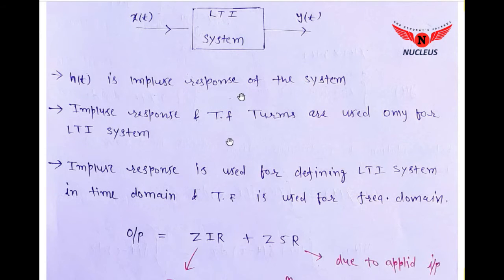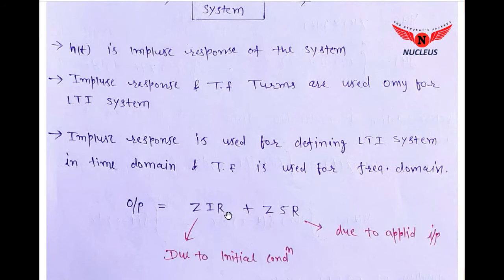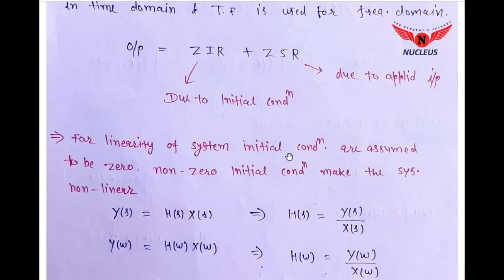Our output is the combination of zero input response plus zero state response. The zero input response is due to the initial condition, so the output generated by ZIR is due to the initial condition, while the output generated by ZSR is due to the applied input. For linearity of the system, the initial conditions are assumed to be zero. If initial conditions are not zero, then the system will become non-linear.